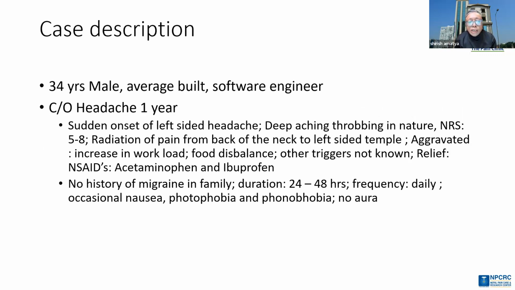Here also a 34 years old male came with average build. He was a software engineer working in the United Kingdom. He came to the pain clinic with history of headache for 1 year. If you ask the history, the headache was sudden in onset, left-sided, 1 year back, and it was deep aching and throbbing in nature. His numerical rating score was 5 to 8, that means moderate to severe pain, and that pain was radiating from back of the neck to the left side of the temple.